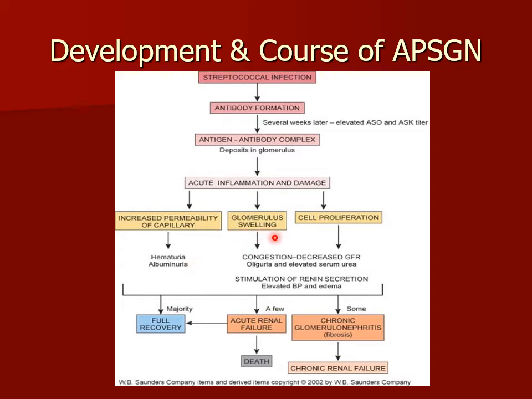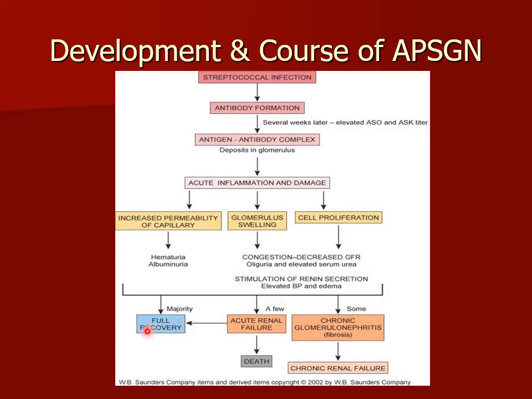The glomerulus starts to swell, cells proliferate, it causes congestion and decreased glomerular filtration rate. It's going to reduce the amount of urine that's produced and cause an elevated serum urea because you're not getting rid of the urea in the urine. And then you end up with stimulation of renin secretion, which elevates blood pressure and results in edema.